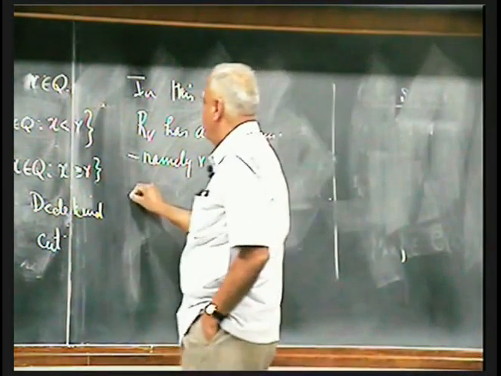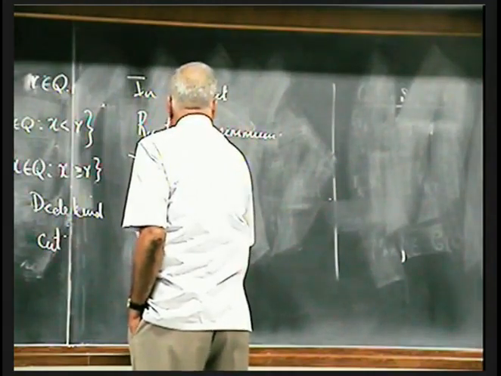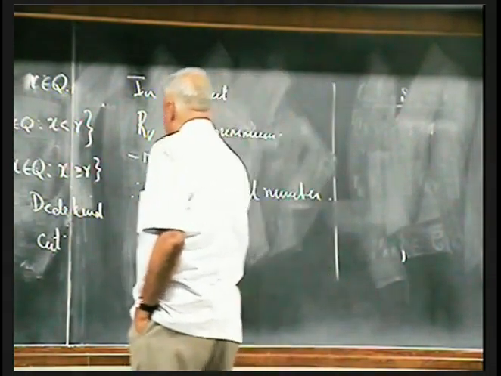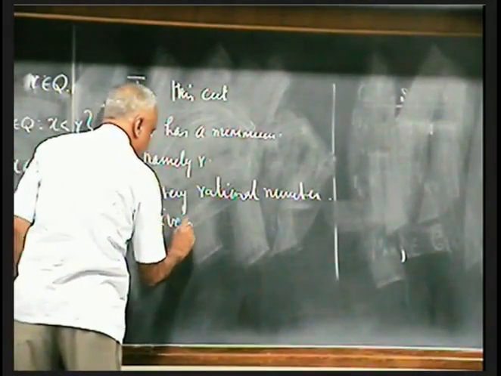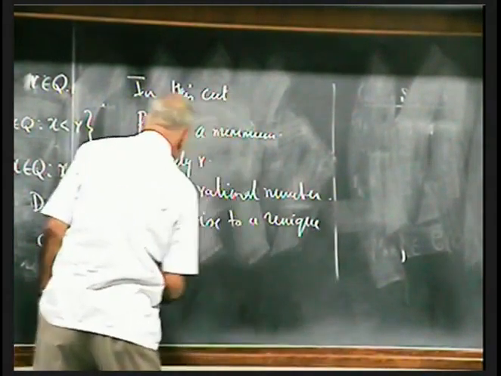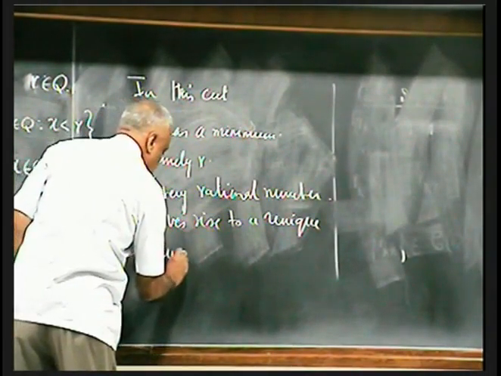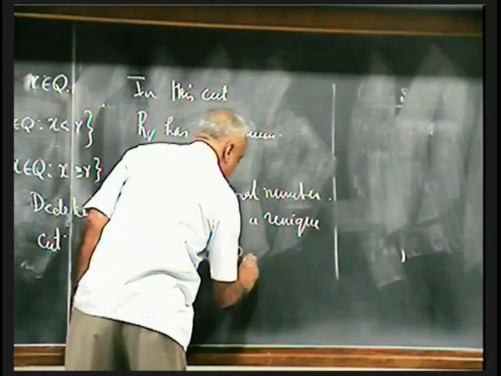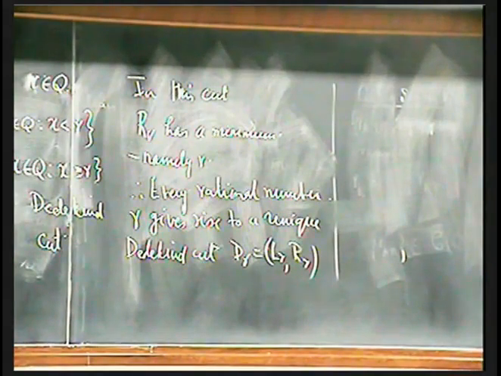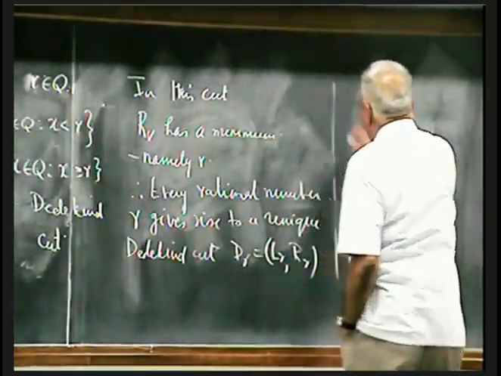Okay, so therefore, every rational number R gives rise to a unique Dedekind cut D_R equal to (L_R, R_R). It's unique because if you change the number R, then the left class differs from the right class. The left classes are different and the right classes are different. So every rational number gives rise to a Dedekind cut, and that's unique.